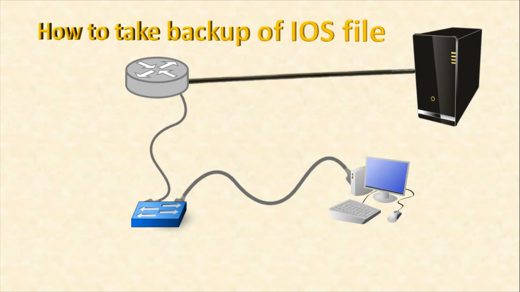Today we will learn how to take a backup of the IOS file. IOS is the Internetwork Operating System. Every device in the network, like a Cisco switch, router, PC, or server, has an operating system. That's why it operates. So how do we take a backup?